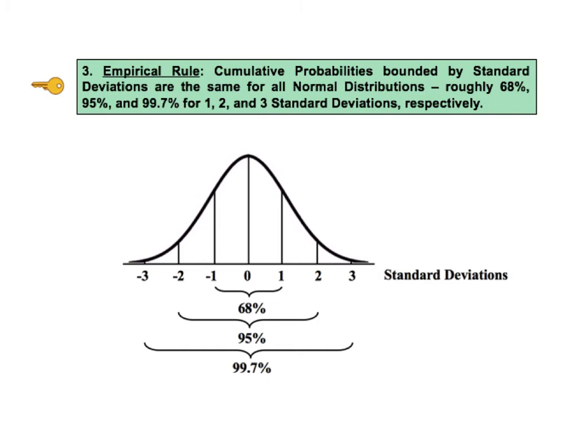The empirical rule is very useful because it enables us to use these known probabilities from the standard normal distribution to calculate point probabilities and cumulative probabilities for any normal distribution.